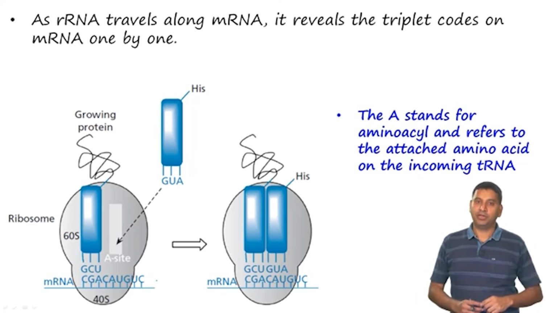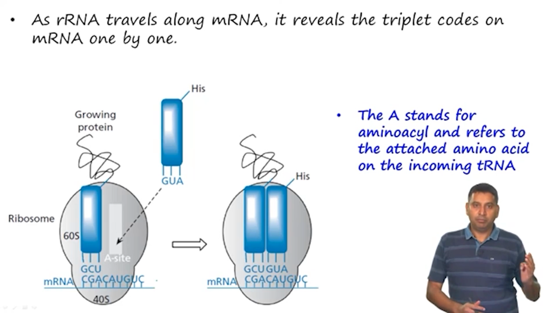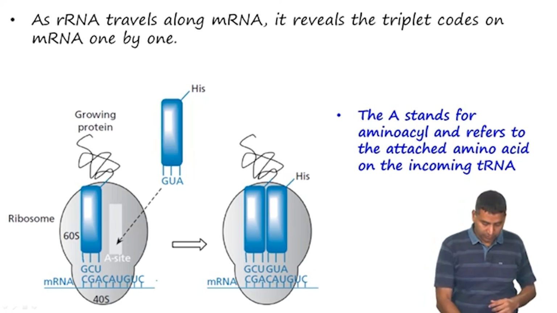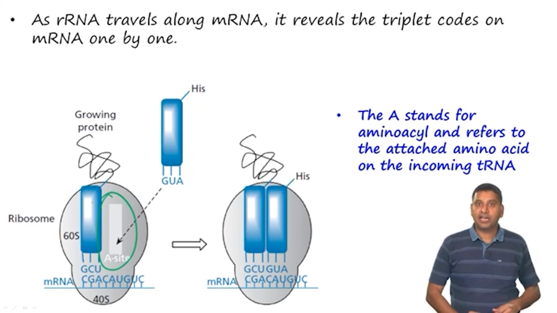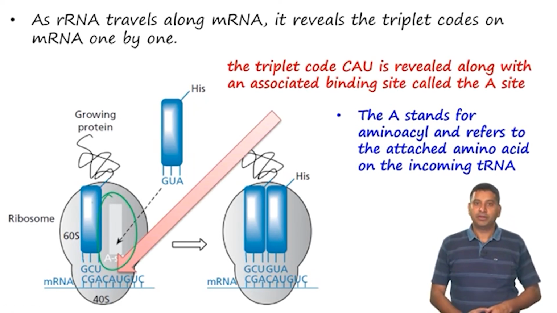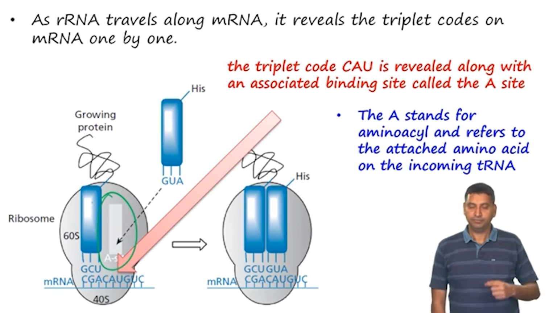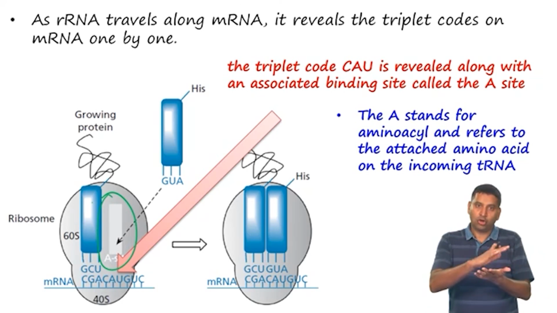by one. Okay. So, the ribosome has two sites, one is the P site and the other one is the A site. The A site, which is here, stands for the aminoacyl site. Okay. So, here in this example, the triplet code CAU is revealed along with an associated binding site called the A site.